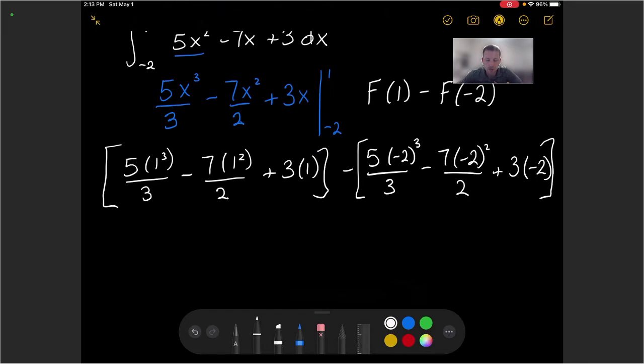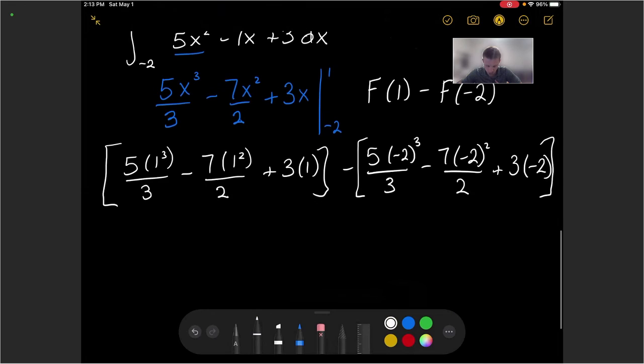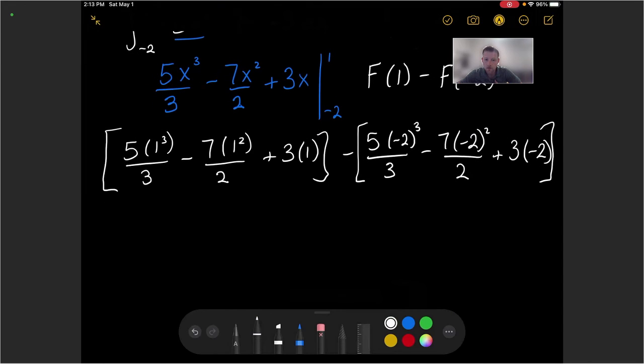Now it's time to start to simplify this result. We've got a lot of fractions to work with. We'd like to get into the simplest form possible. So we'll just take it slow. We have 5 times 1 over 3 is just going to be 5/3 minus 7 over 2 plus 3. We'll notice that we'll be subtracting everything here on the right side. So on the right side here, we should be changing the sign, distributing that negative sign all the way through.